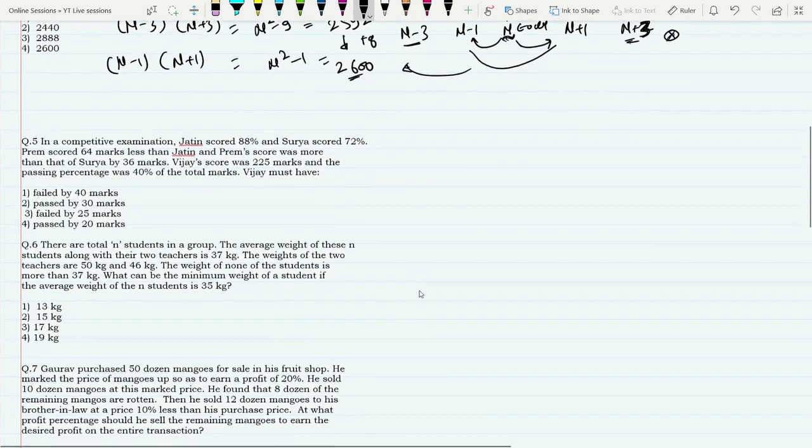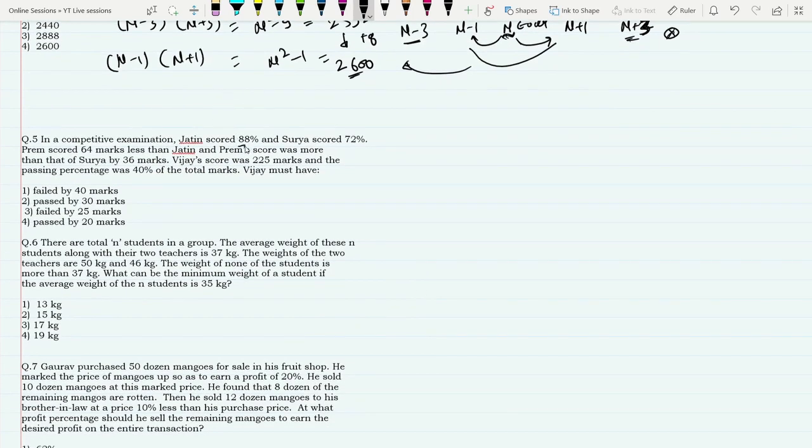In a competitive exam, Jatin scored 88%. Surya scored 72%. Prem scored 64 marks less than Jatin. Prem's score was more than Surya by 36 marks. Vijay's score was 225 marks and the passing percentage was 40% of the total marks. Vijay must have failed or passed, and by what margin? So my only job is to find total marks because passing percentage is 40. Vijay's score I know. So my job is to find out total marks of the exam.